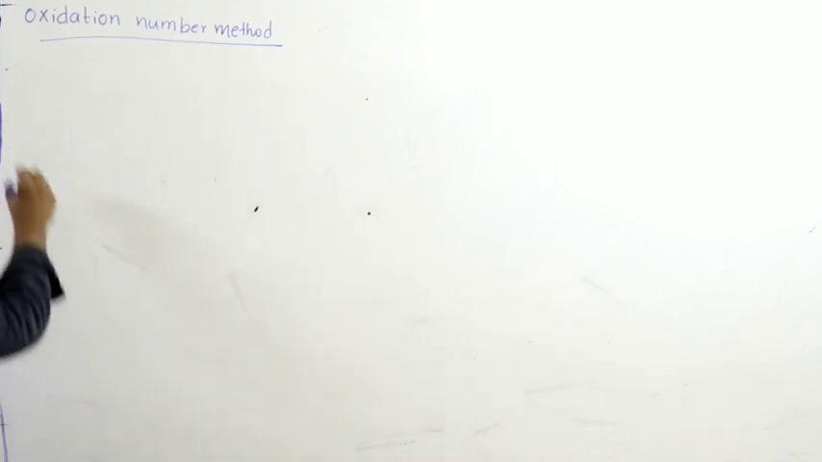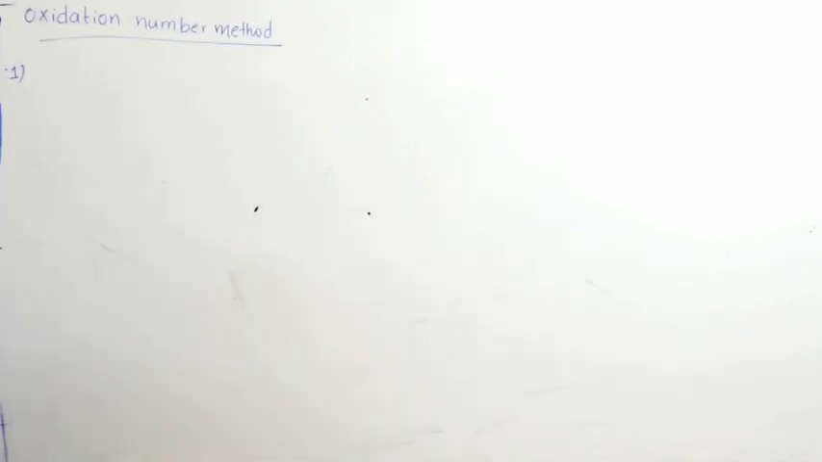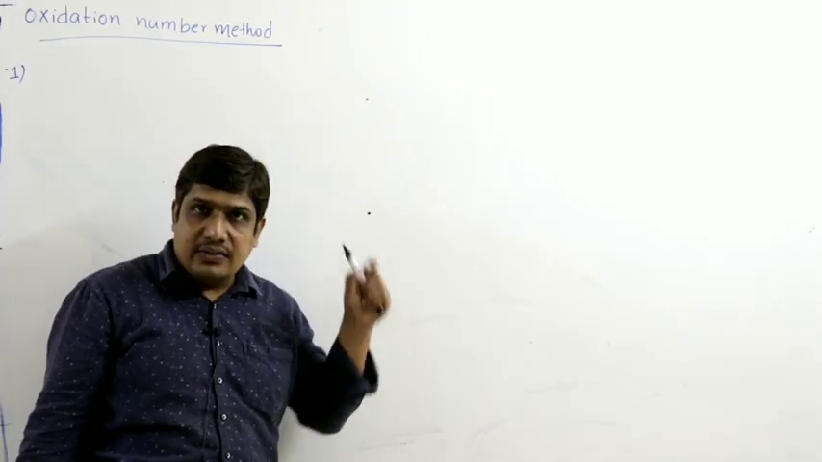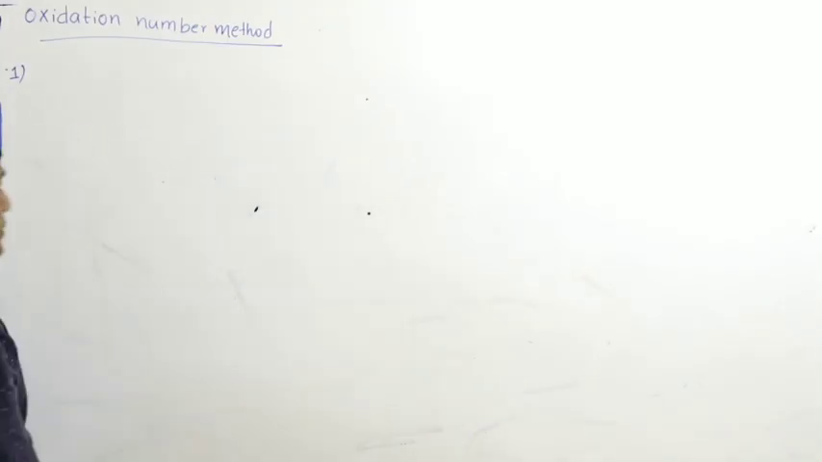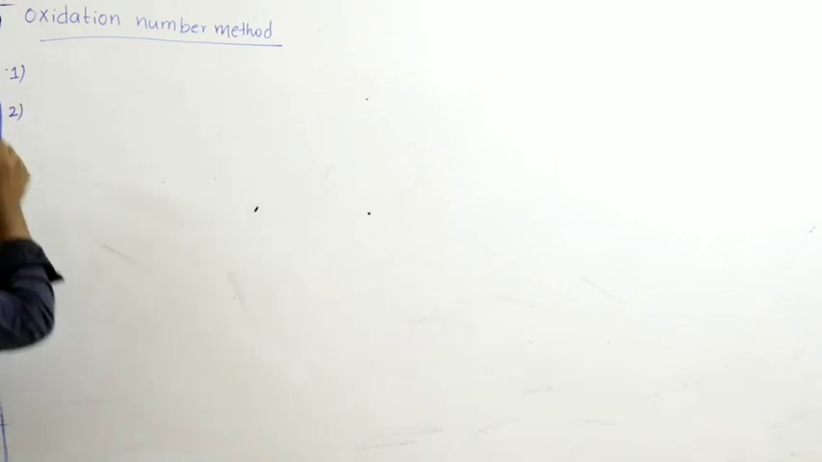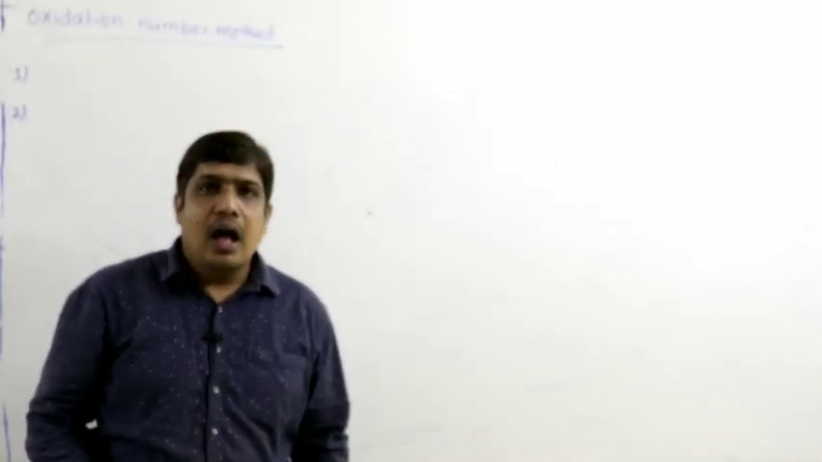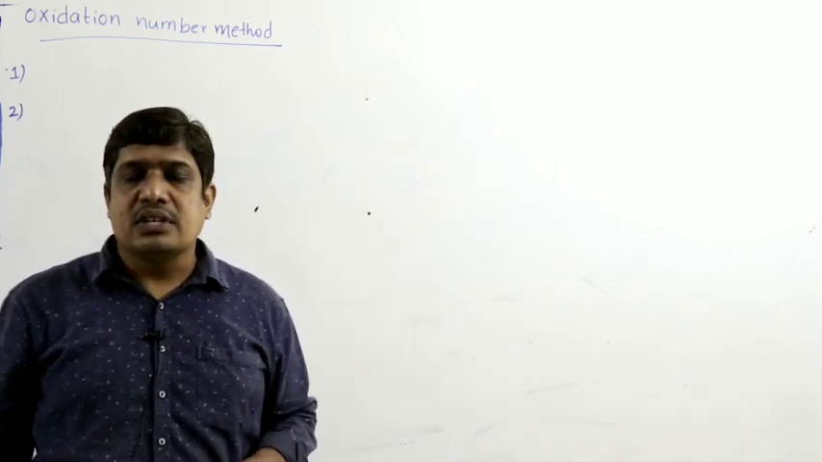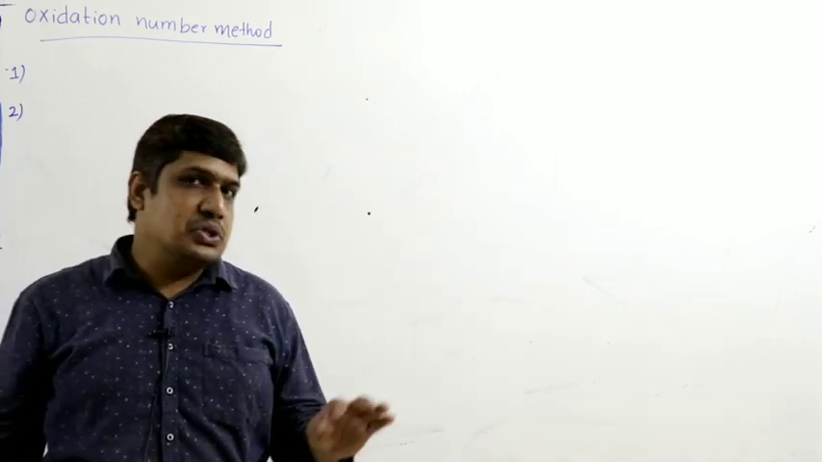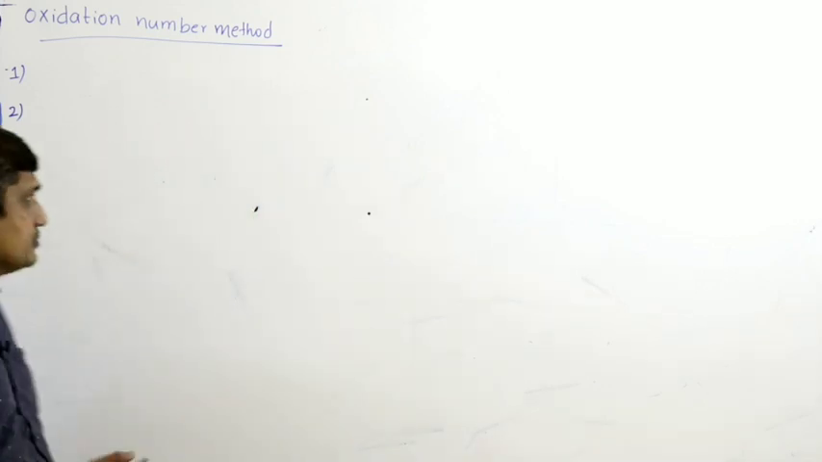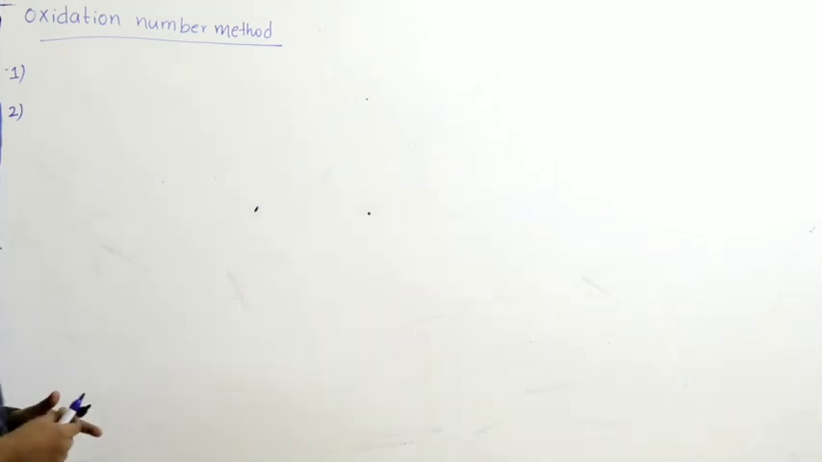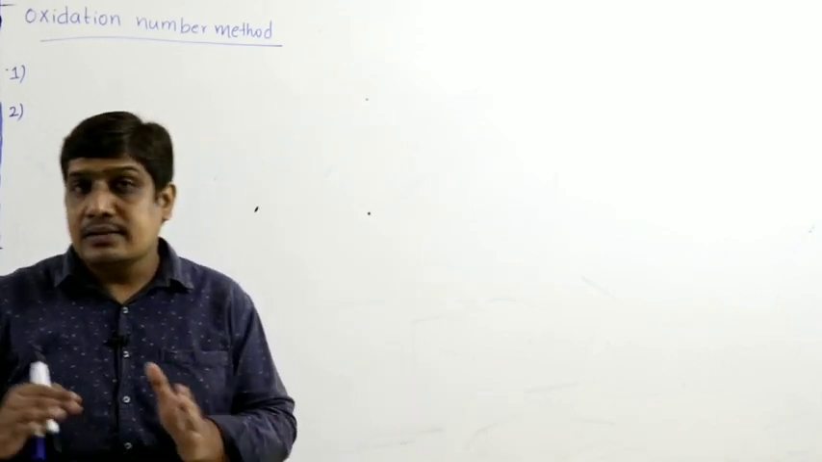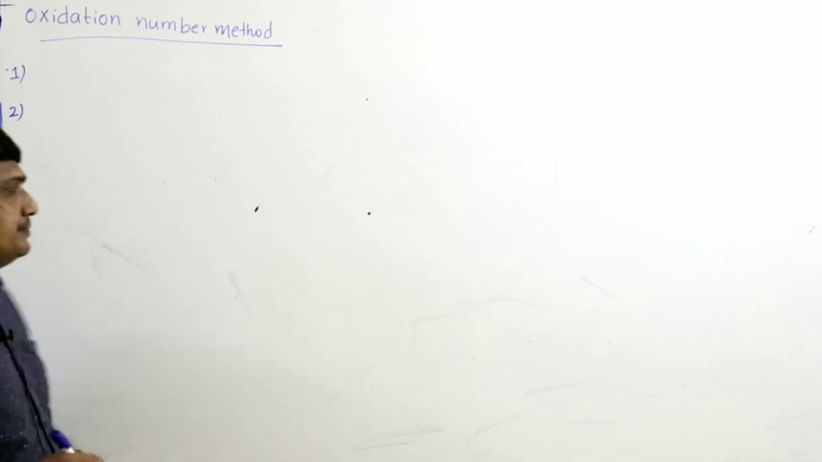First one, you have to write the correct formula for reactants and products. Write the correct formula of reactants as well as products. That is the first step. Second step, assign oxidation numbers to all atoms. Next, after assigning, you can clearly identify the species that undergoes oxidation and the species that undergoes reduction.